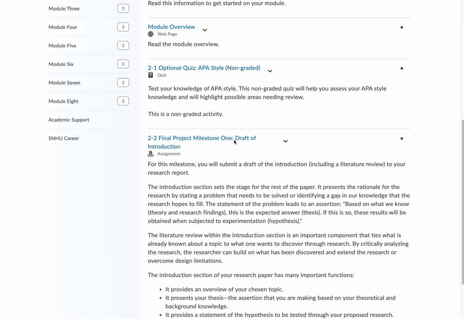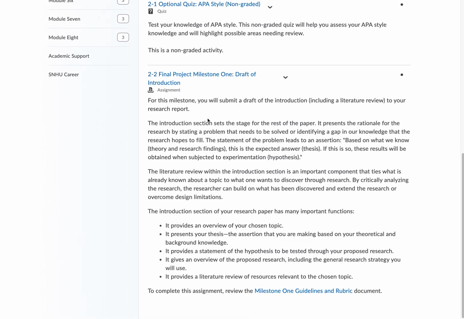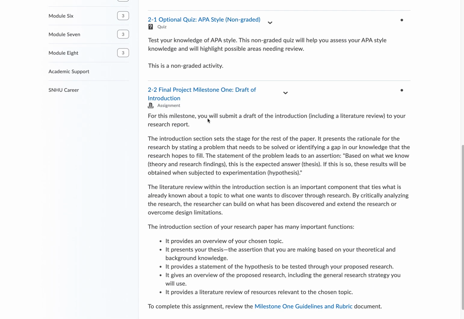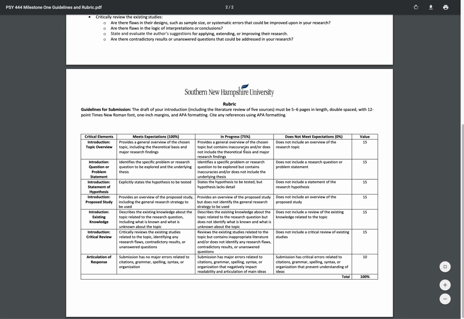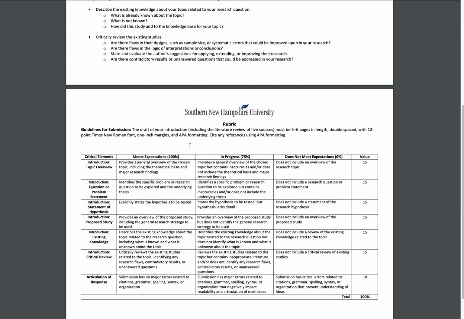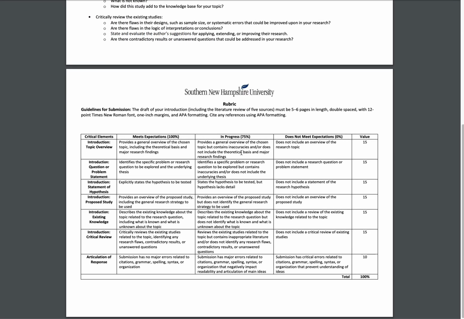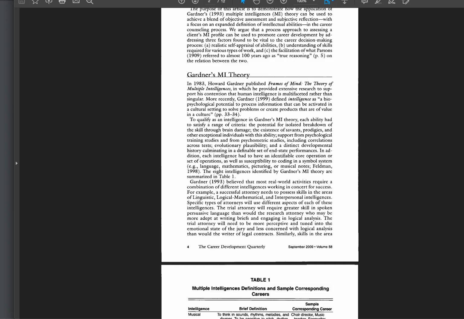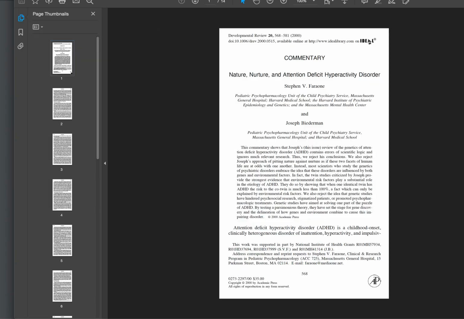When you're doing your milestone 1, it is a draft of the introduction. Let me show you the rubric for milestone 1. You're giving this overview of your topic. Basically, you're making your introduction look like the introductions in all the articles that you're reading. If your articles are approved, it means they've come from a peer-reviewed source.